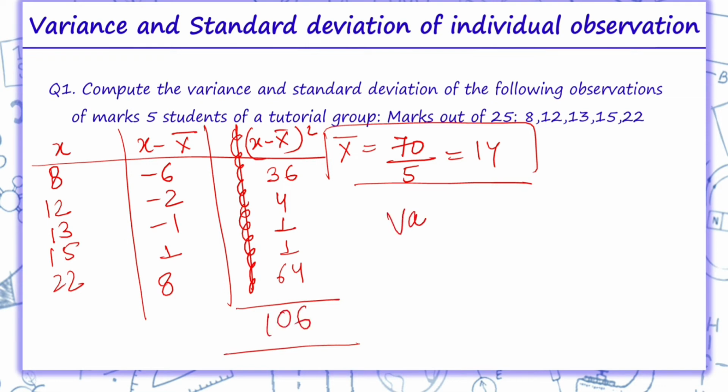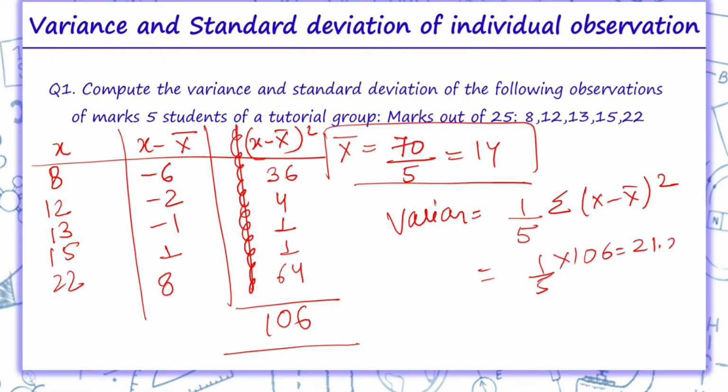So the variance formula is 1 upon n, where n is 5, times the summation of (x minus x mean) whole square. So 1 upon 5 into 106 is 21.2. When we have to find the standard deviation, it is the root of variance. So it is the root of 21.2, which comes out to be 4.604. This is how we can calculate the variance and standard deviation of an individual series.